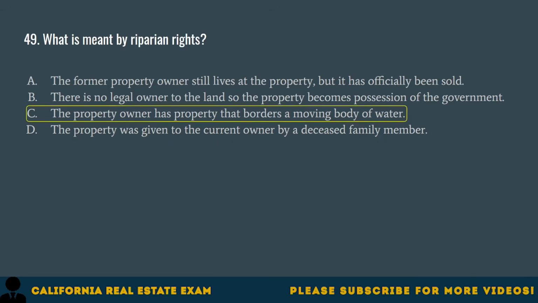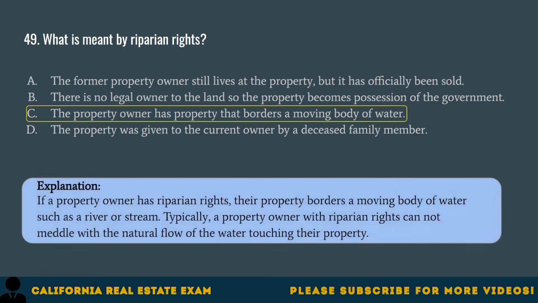The property owner has property that borders a moving body of water. If a property owner has riparian rights, their property borders a moving body of water such as a river or stream. Typically, a property owner with riparian rights cannot meddle with the natural flow of the water touching their property.